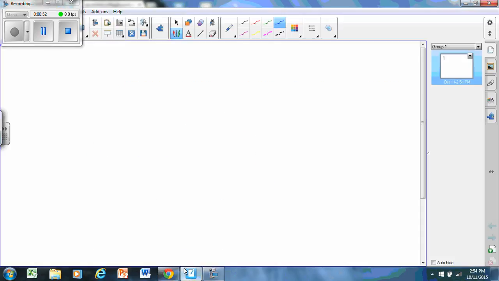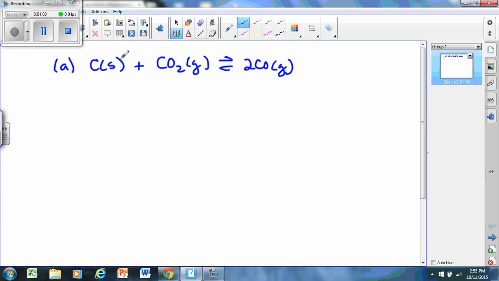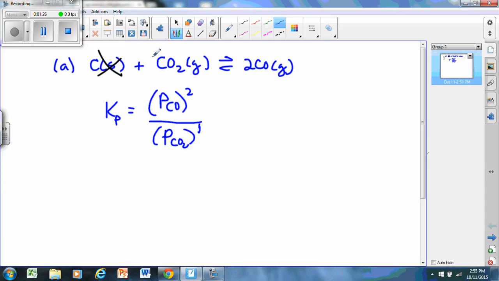So, okay, I would like to do A very quickly for you. All right, so A, we have this carbon solid plus CO2 gas goes to 2CO gas. Remember that pure liquids and pure solids do not appear in the equilibrium constant. So Kp is the pressure of the CO gas squared. I generally don't do the parentheses, pressure of the CO2 to the first power, because this is an implied one and this is a 2, and those are the powers, and that's the first question.